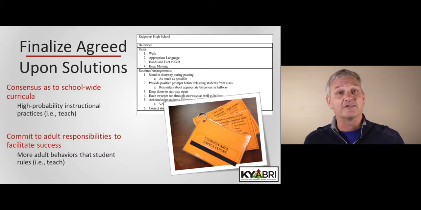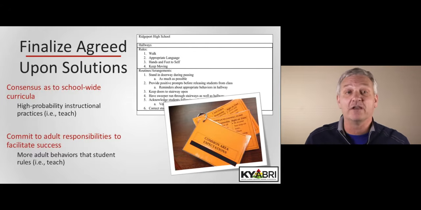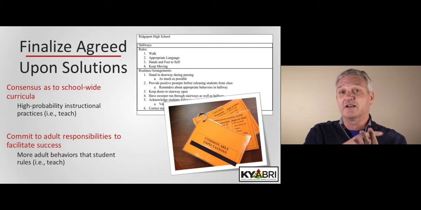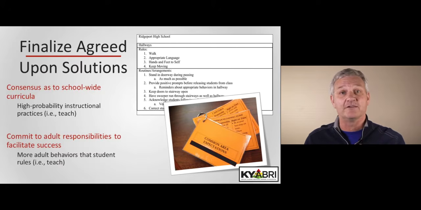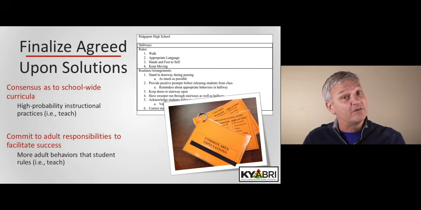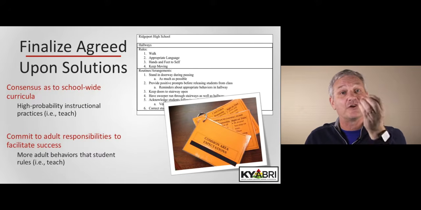What you see here on this slide is an example of a school that came up with 4 rules for their hallway: walk, keep moving, use appropriate language, and keep hands to self. 4 simple things that cover all the things they want kids to do. But notice, they have the adults doing 6 things. 4 kid behaviors, 6 adult behaviors. So just because we're teaching kids doesn't mean there aren't things for us to do.